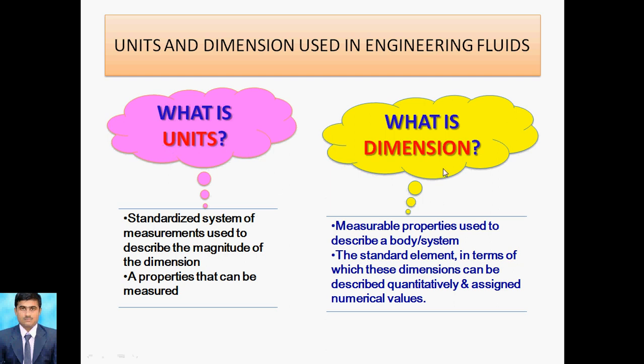Then dimensions. Here the dimension can be described qualitatively and assigned numerical values also. So 20 meter per second, both we can mention over there. That is nothing but dimensions.